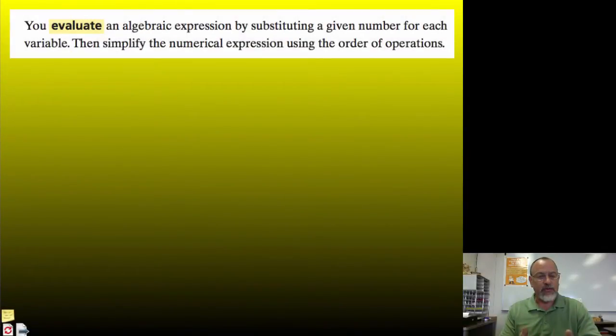Algebra, Chapter 1, Lesson 1, and we want to look at what it means to evaluate an algebraic expression. We looked in our previous video that an algebraic expression is a number with variables and operation symbols. So how do we evaluate this? How do we determine any meaning from this? Well, let's take a look at what it means to evaluate.